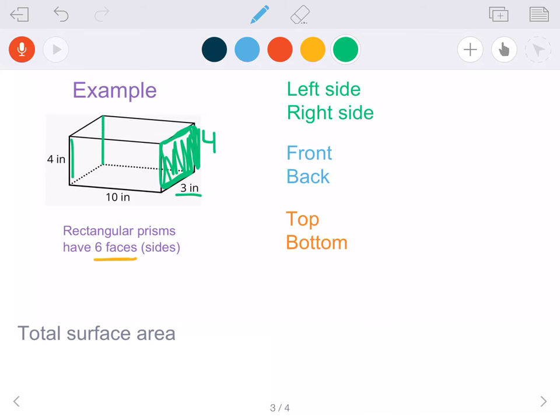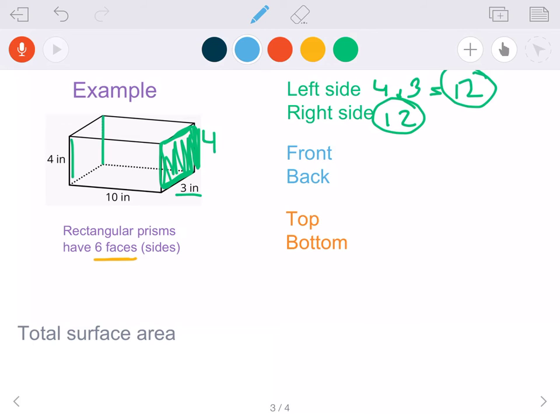Now we have a rectangle, so to find the left side and the right side, we're going to take 4 times 3. 4 times 3 is 12. So if the left side is 12, the right side is also going to be 12. So that's the area of both sides there. And we're going to use that to figure out our total surface area. But that's only 2 of the faces.